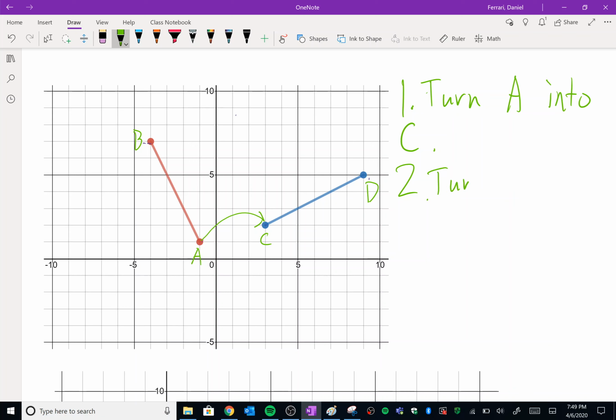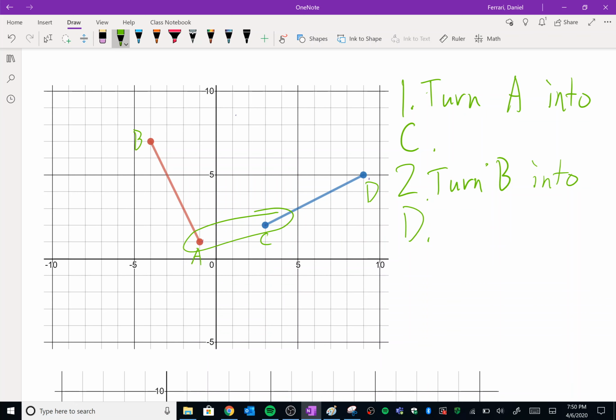And then after I've got point A in place, I'm going to turn point B into D. So I'm going to take B and flip it over an axis and make it into D. So we're going to do this in 2 steps. Because we're doing it in 2 steps, we're going to pretty much ignore B and D for just a little bit. For now, I only want us looking at these 2 points, A and C.